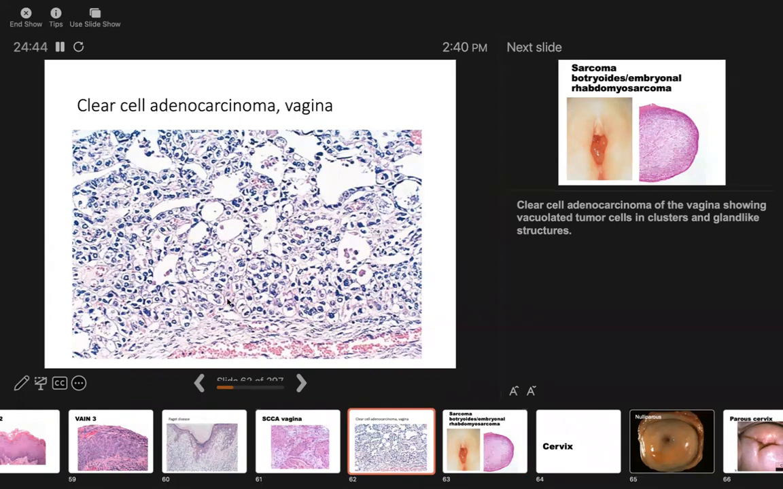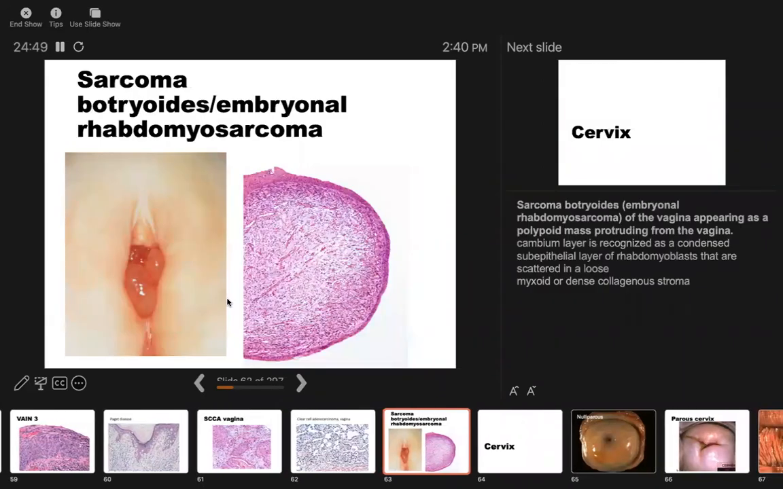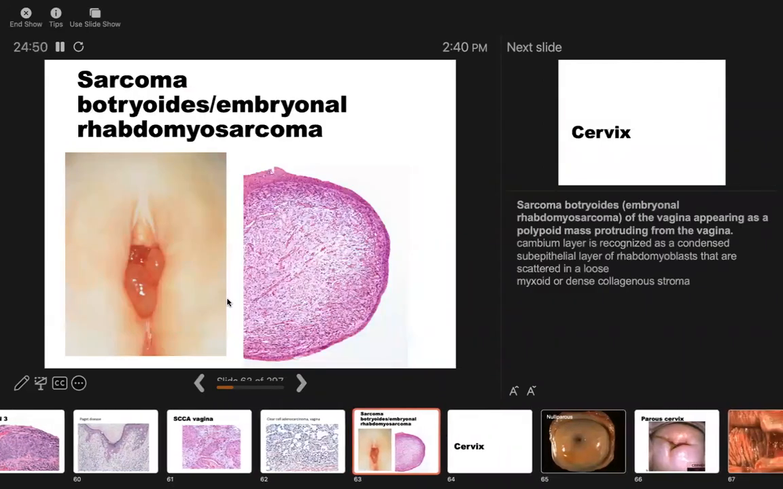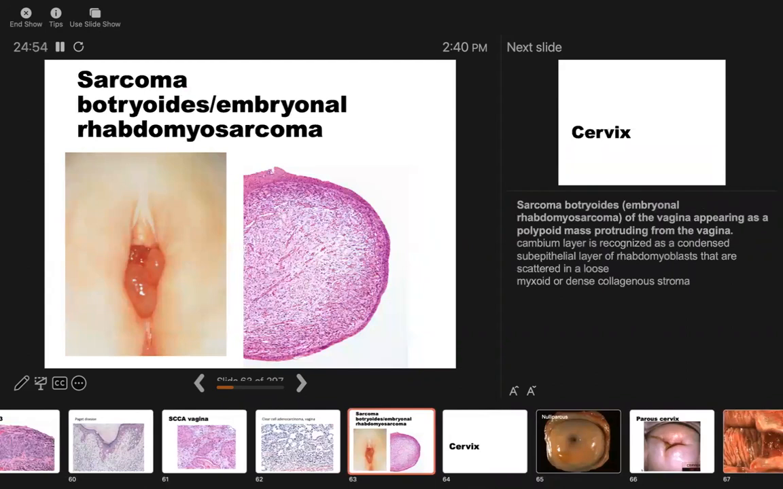empty looking. Now, if we're talking of children, if your patient is a child, do not forget that it might be this disease. This is what we call sarcoma botryoides or embryonal rhabdomyosarcoma. It is classically protruding as a mass, as you can see here, with grape-like structures, common among children younger than 5 years of age. This is the classic lesion.